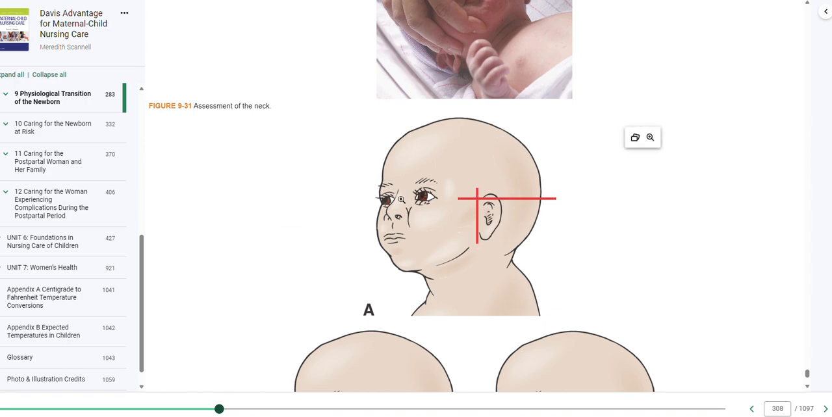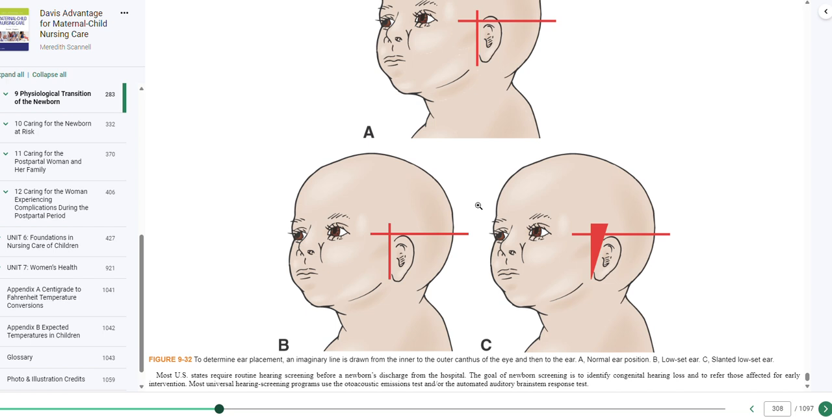Assessing the ears and eyes lining up, to determine if they have some type of congenital issue going on.